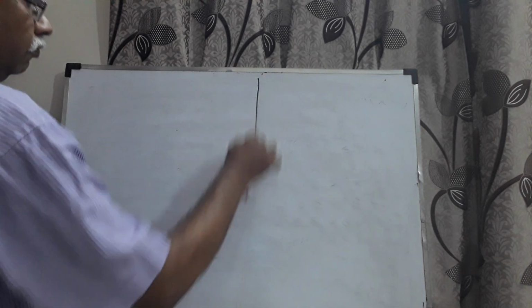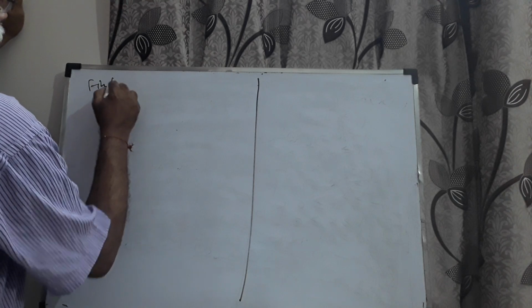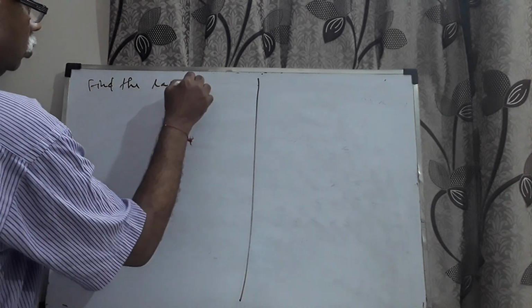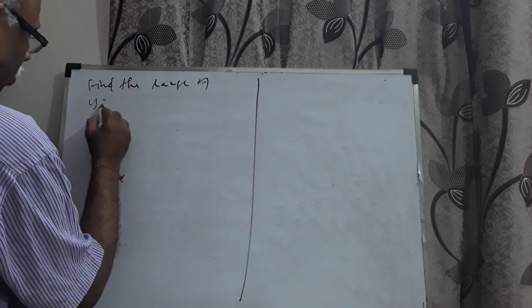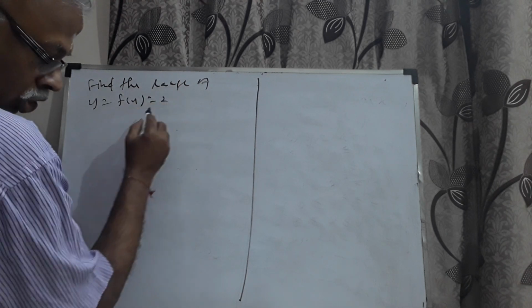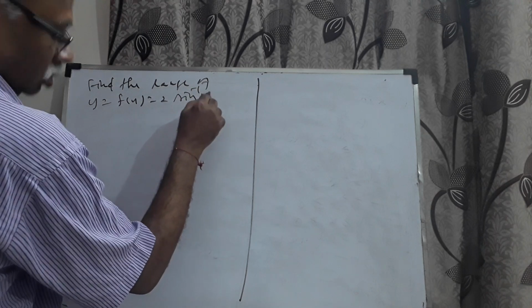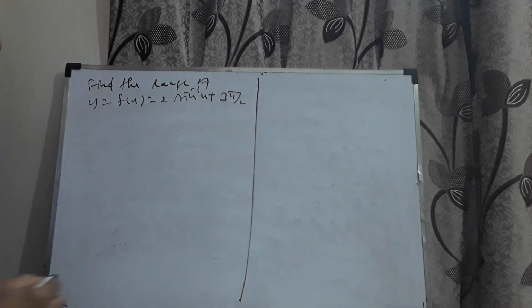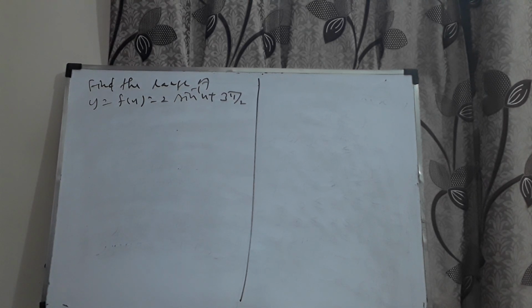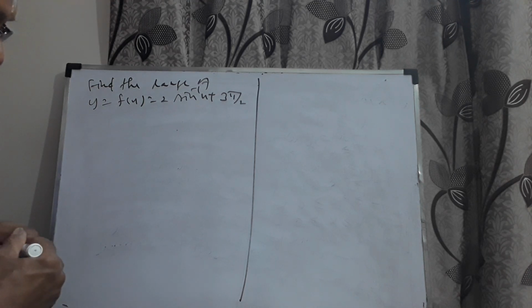Okay, just find. Next sum goes like this. Find the range of y equal to f of x equal to 2 sine inverse x plus 3 pi by 2. I already told you just now when I was doing the earlier problem: the possible values y can take in a function y equal to f of x is known as its range. The possible values x can take is known as the domain. Just listen carefully how we go about it.